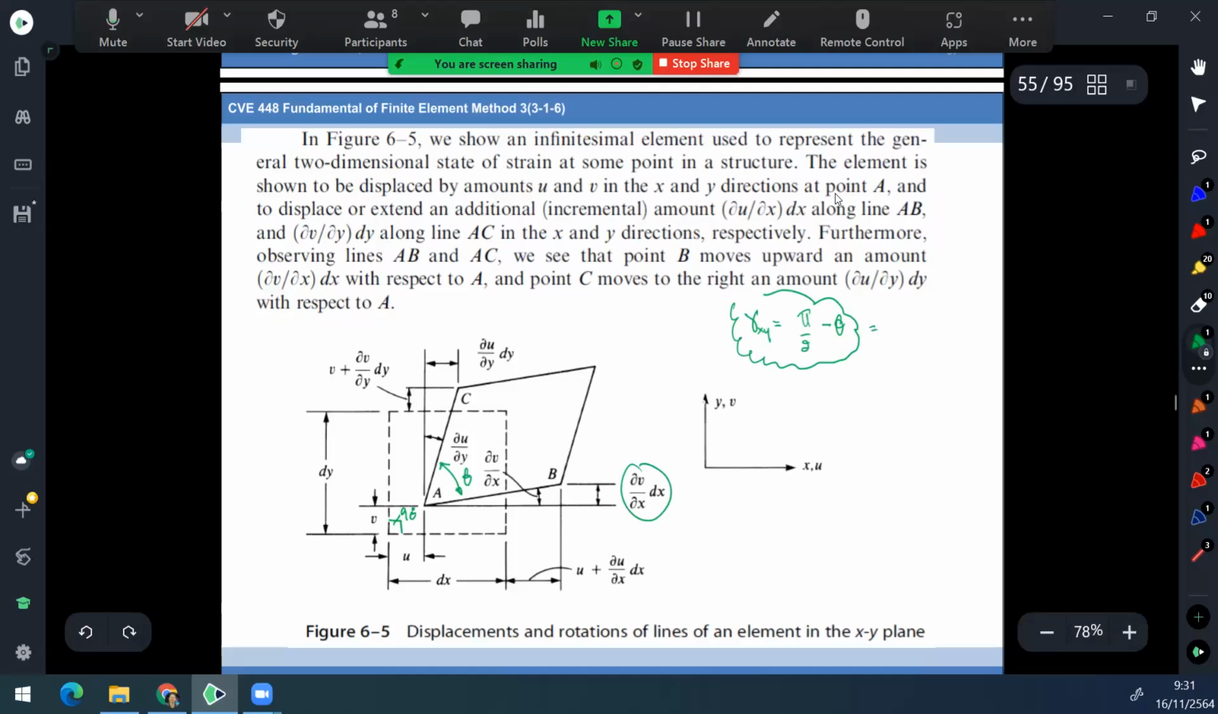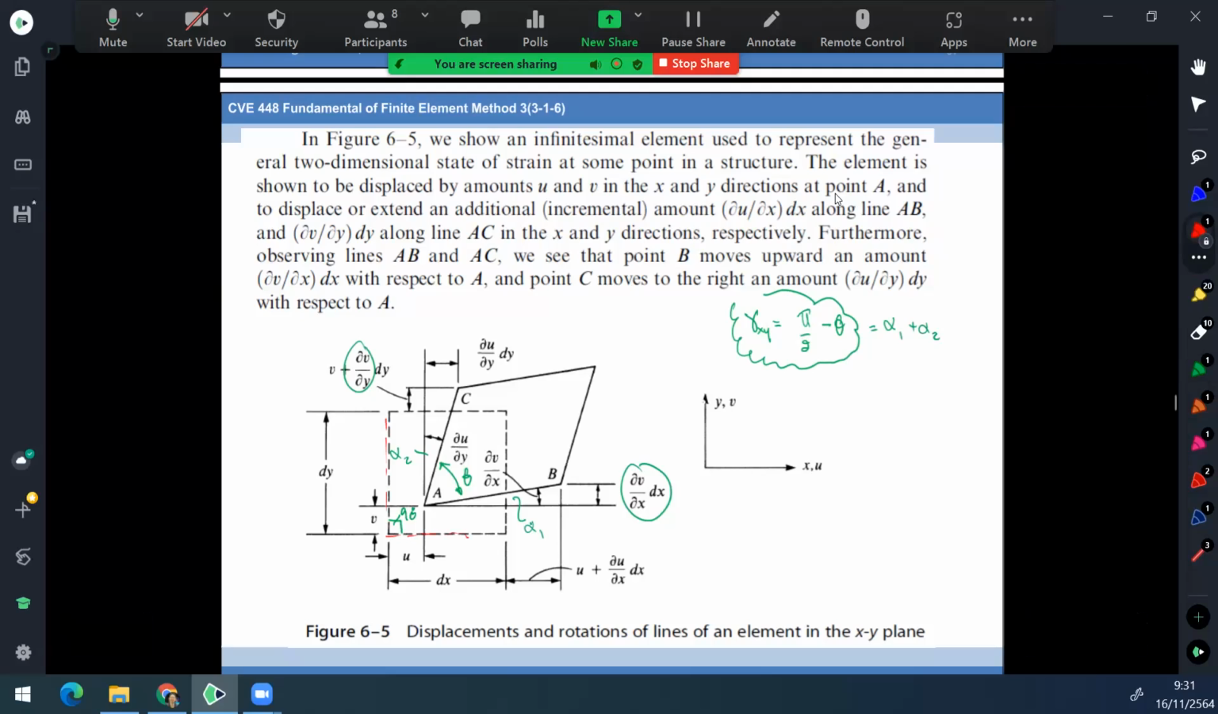That is equal to this term, partial v by partial x plus partial u by partial y. It is composed of these two angles, maybe alpha 1 and alpha 2, added to each other. This becomes the change in angle of the deformed shape, changing from the dashed line in the 90 degree shape to the solid line like this. This is the definition of the shear strain.